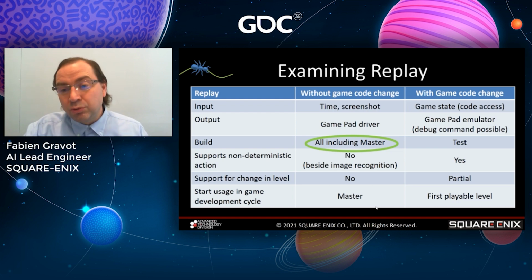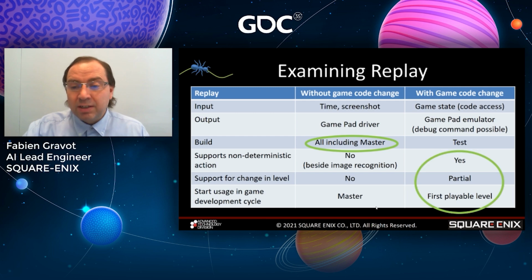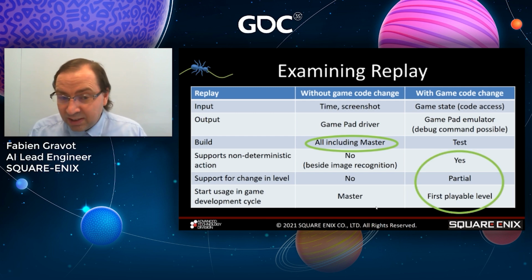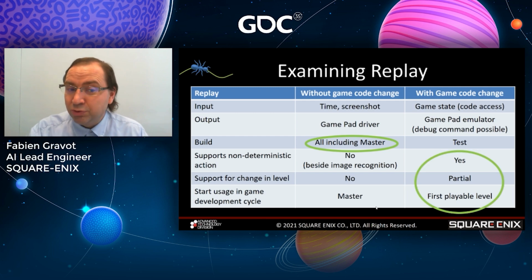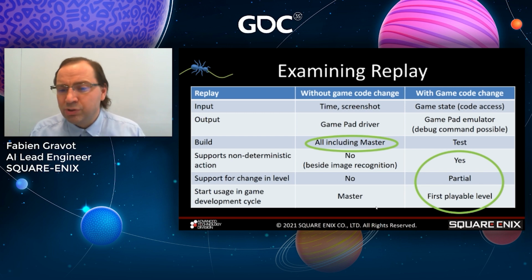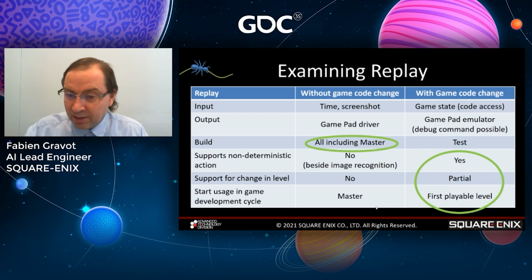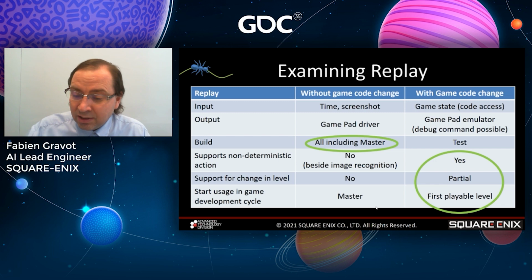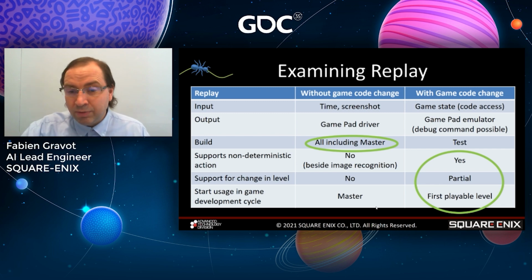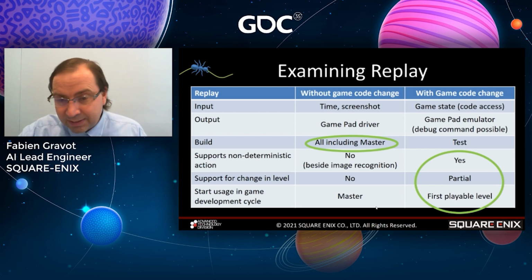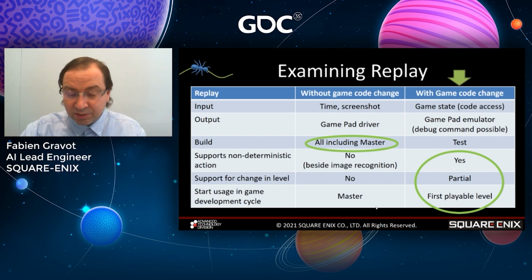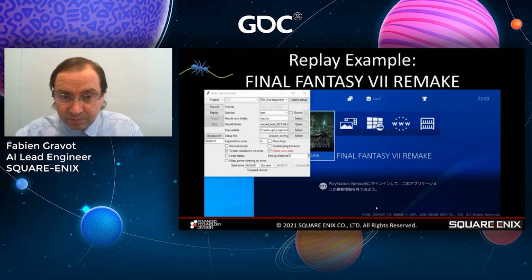You are restricted to the test build. But the good thing is that you can now try to support non-deterministic actions, and you can be robust to some level changes. That allows you to start to use these kinds of techniques as soon as you have a first vertical slice. This is where we will focus our talk.